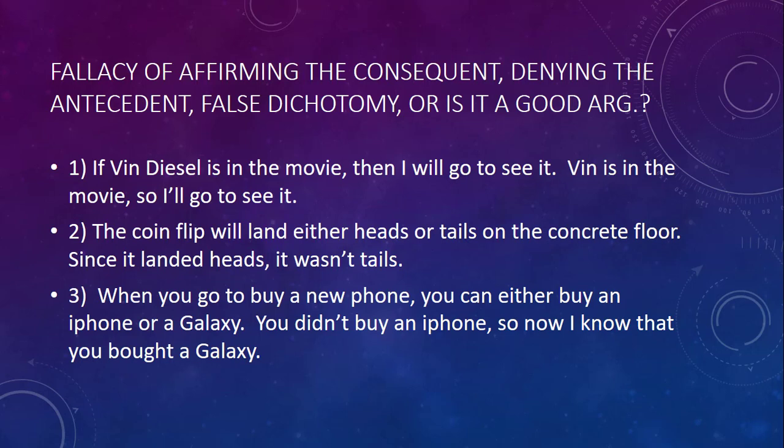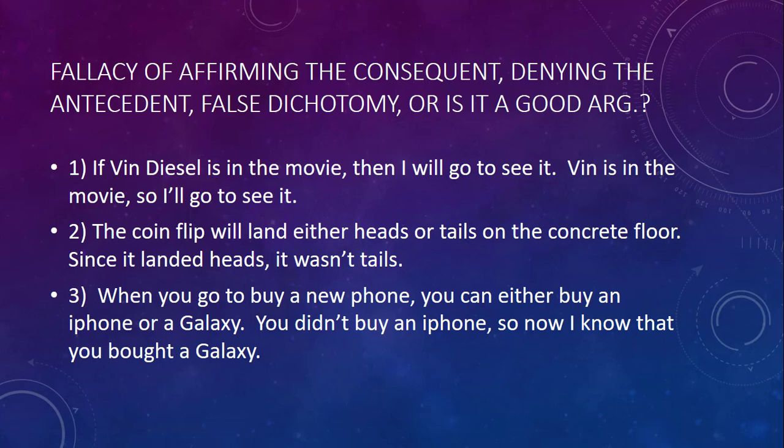So what we have here is, if Vin Diesel is in the movie, then I will go to see it. First premise. Second premise, Vin is in the movie. Conclusion, therefore I'll go to see it. This is a modus ponens form. So we know that this has a proper form. It has a good structure to it. If A, then B, A, therefore B. So assuming that the premises are true, this is a good argument.